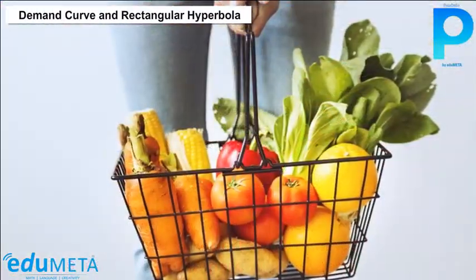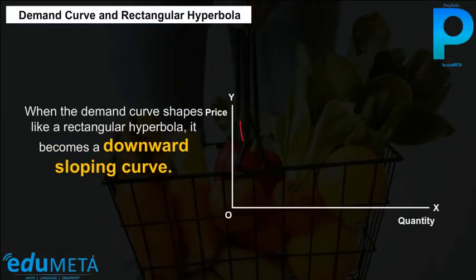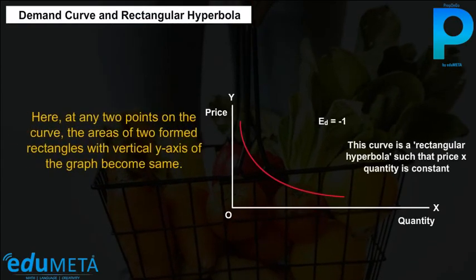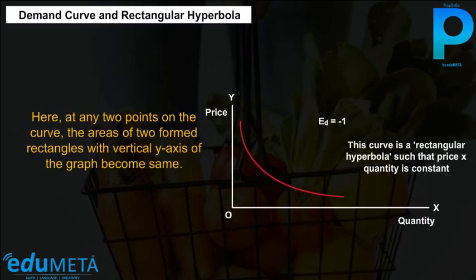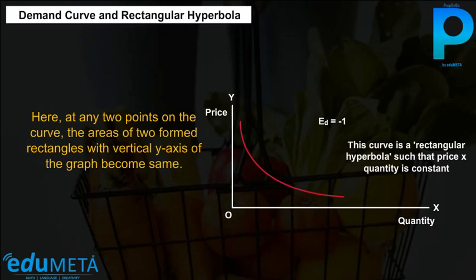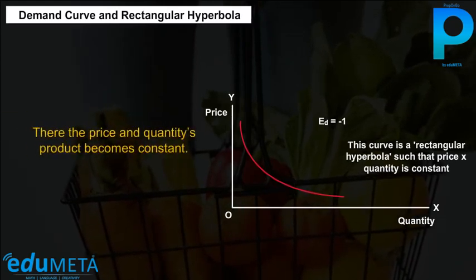Demand curve and rectangular hyperbola. When the demand curve is shaped like a rectangular hyperbola, it becomes a downward sloping curve. Here, at any two points on the curve, the areas of the two rectangles formed with the axes of the graph are the same. There the product of price and quantity becomes constant.